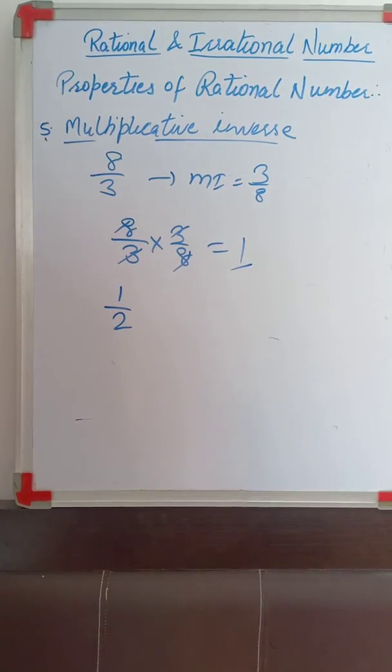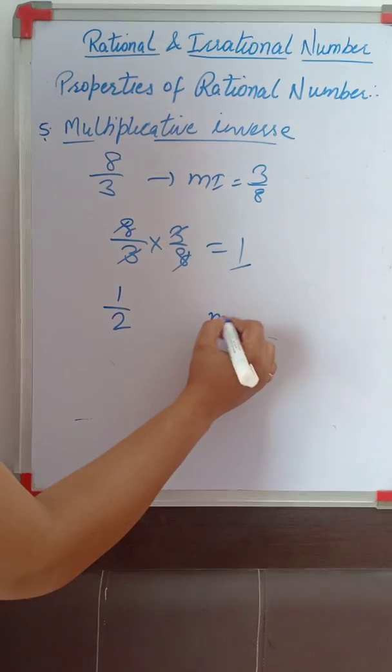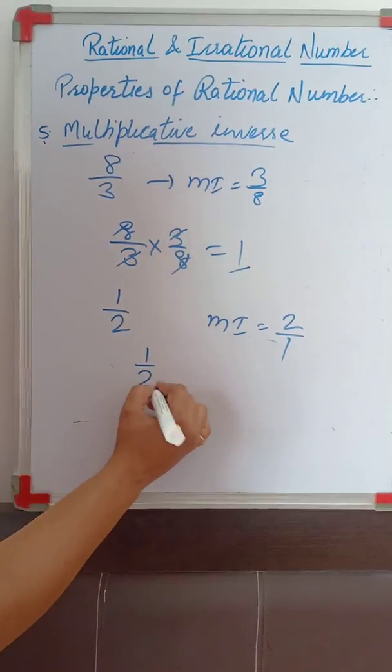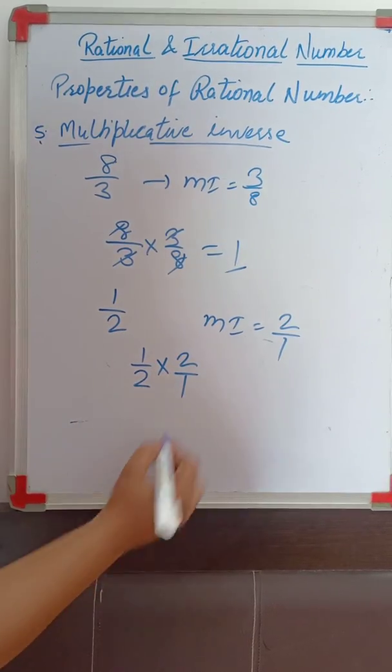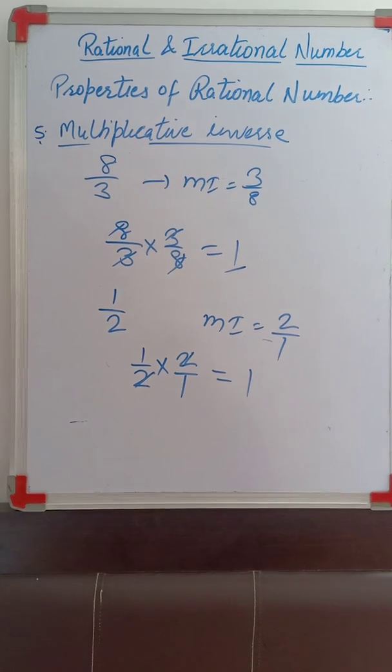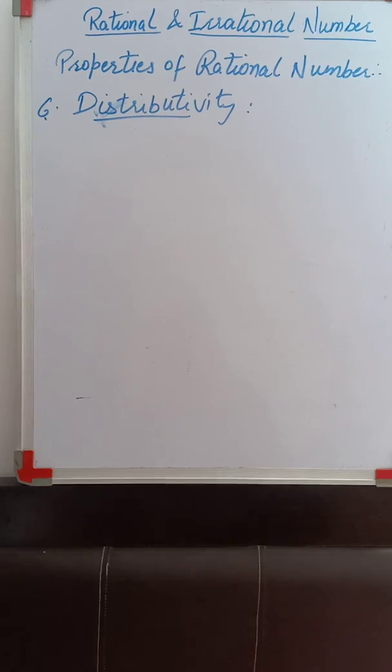If I take another example, for example, 1 upon 2. What is the multiplicative inverse of this? The multiplicative inverse of this will be 2 upon 1. Why? Because when 1 by 2 and 2 by 1 are multiplied, the answer will be 1. This is the multiplicative inverse.